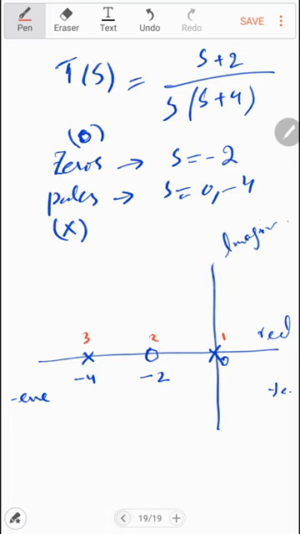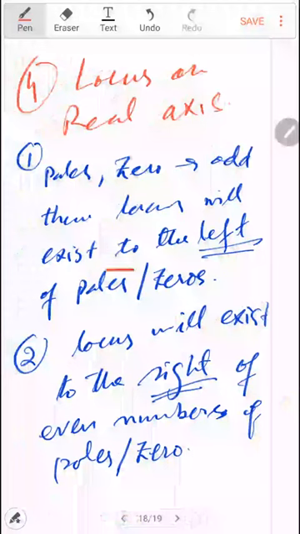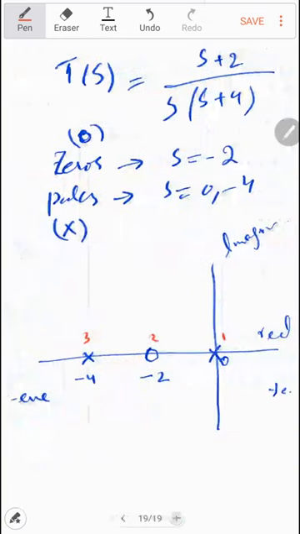Number three is this one. We say that the locus exists to the left of an odd number of poles, and the locus will exist to the right of an even number of poles and zeros. So the locus will exist to the left of the odd number of poles. Number 1 is the odd one, and number 3 is the odd one. So you see, the locus will exist to the left of these odd-numbered poles.